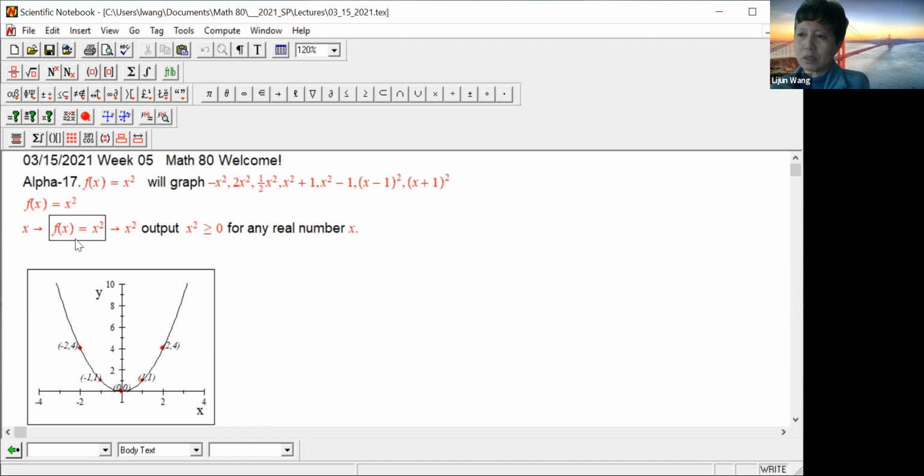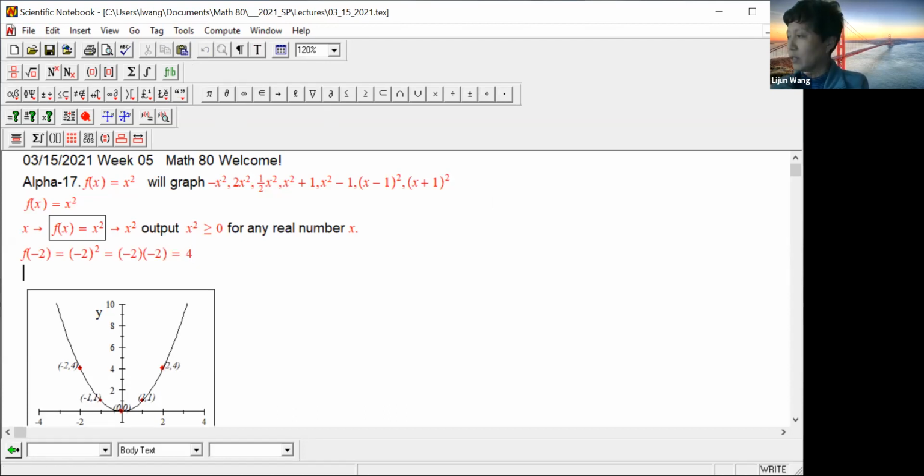We plotted the points. We say, oh, f of -2, what would that be? I'm going to plug in. Right? And the input is -2. And we get that equals -2 times -2. And that equals 4. Right, so let's review this.